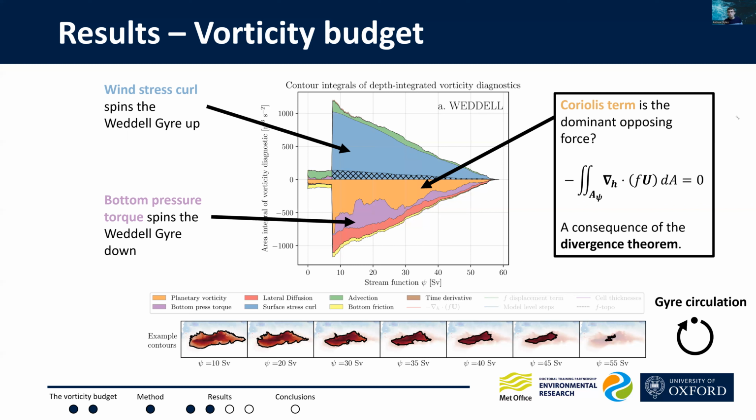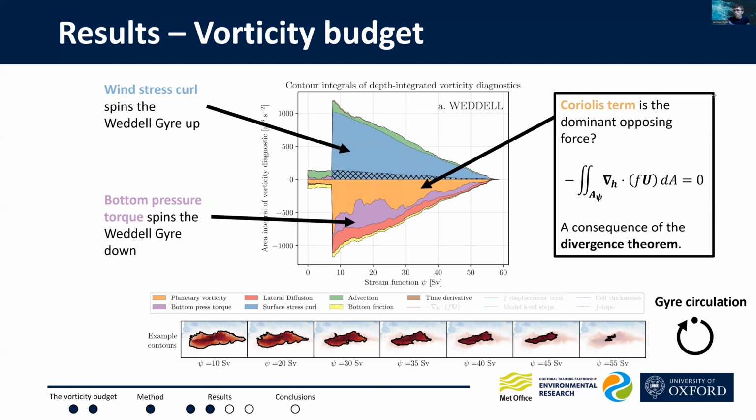Now, this is unusual because it is the dominant opposing force in this budget, but if we do the pen and paper calculations, so if we look at the analytic vorticity budget, we see that this should actually integrate to 0 as a consequence of the divergence theorem. So this is a case where the analytic budget does not agree with the model's discrete budget. So why is that the case? The answer is that orange contribution contains numerous spurious components.